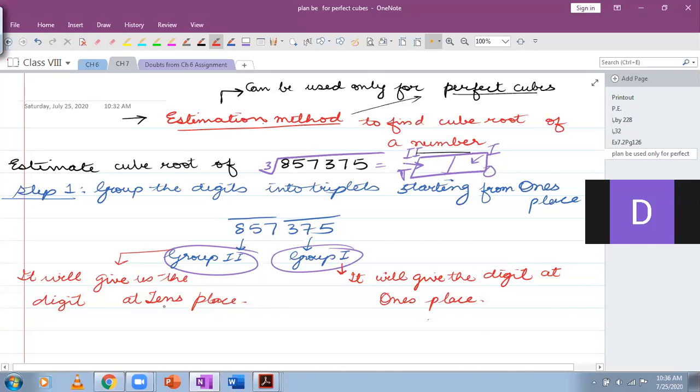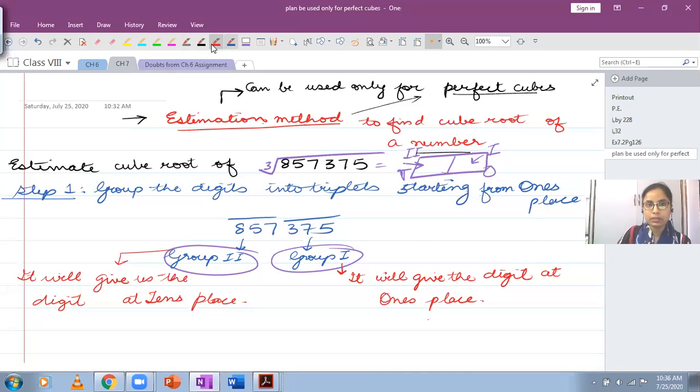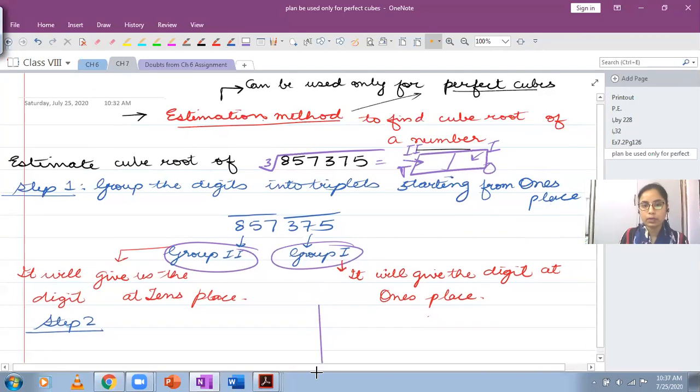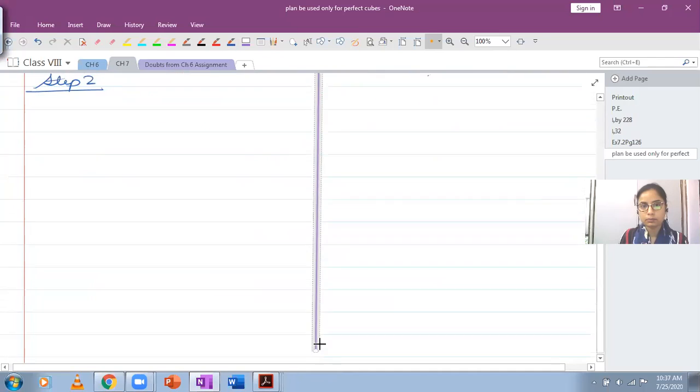So after this, we have the second step where we actually find out the digits. So once you have grouped your number into triplets, the digits have been put into triplets. What we want to do is use these groups one by one to find out the digits that we want. Now you can do it one digit at a time, or you can do it side by side. So I'm just going to show you how to do it side by side. If you want, you can also do it one by one.